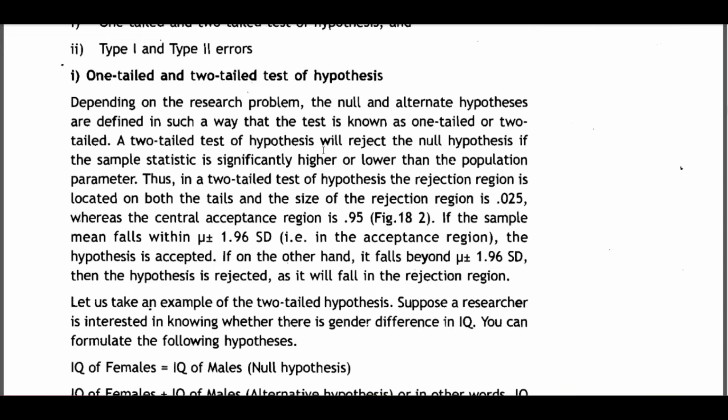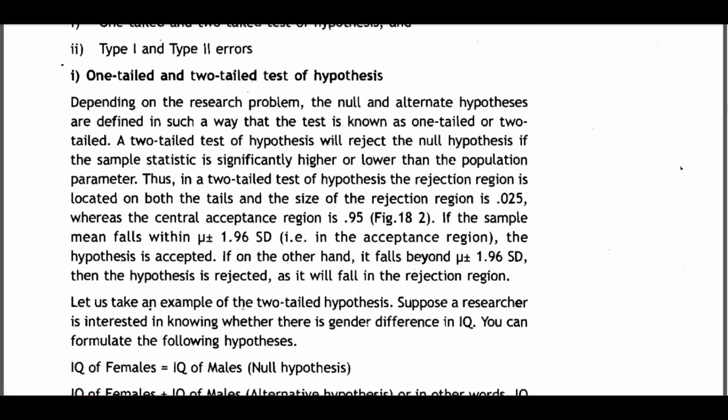A two-tailed test of hypothesis will reject the null hypothesis if the sample statistic is significantly higher or lower than the population parameter. Thus, in a two-tailed test, the rejection region is located on both tails and the size of each rejection region is 0.025, whereas the central acceptance region is 0.95. If the sample mean falls within mu plus or minus 1.96 SD, that is, in the acceptance region, the hypothesis is accepted. If on the other hand it falls beyond mu plus or minus 1.96 SD, then the hypothesis is rejected, as it falls in the rejection region.